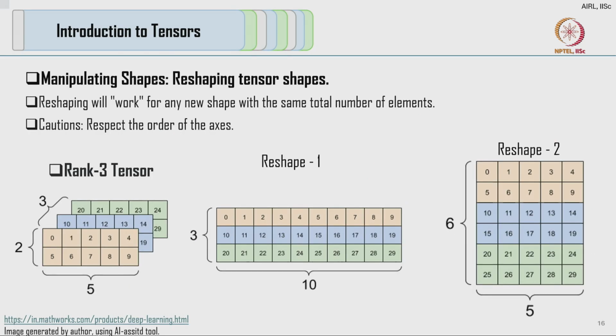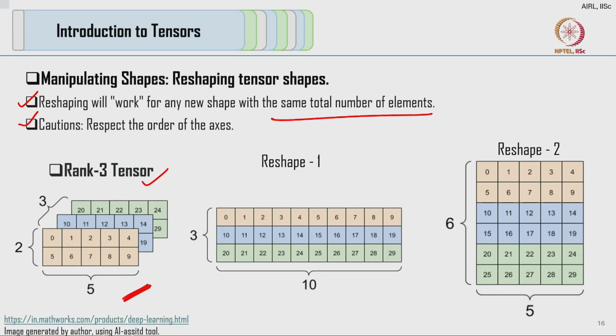Now let us take an example and focus on the reshaping of tensor shapes, right. Reshaping essentially is trying to create a new shape with the same number of elements, right. However, one caution is that we need to respect the order of the axes, or we need to preserve the information in the particular axis, right. For example, let us take a rank 3 tensor. In a rank 3 tensor, we can visualize it in this first figure, right.